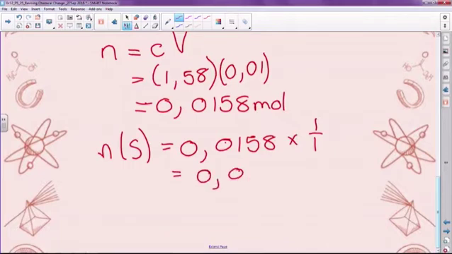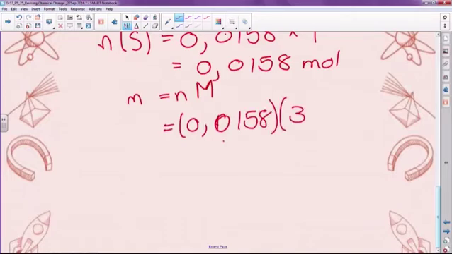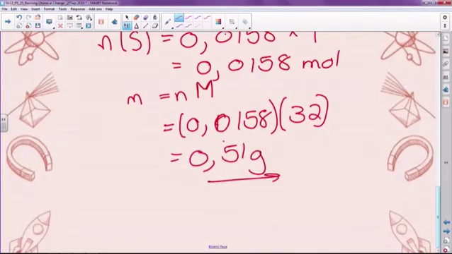So I'm going to make 0,0158 moles of sulfur, but that wasn't what they wanted. They wanted the mass. So I take my number of moles and multiply by the molar mass of sulfur, which is 32, and I get 0,51 grams.